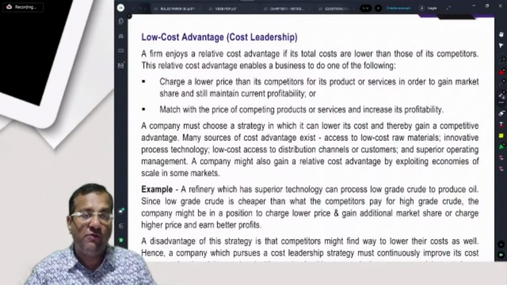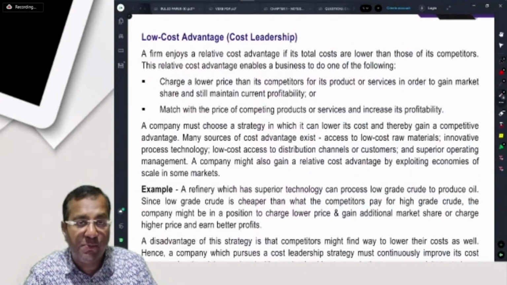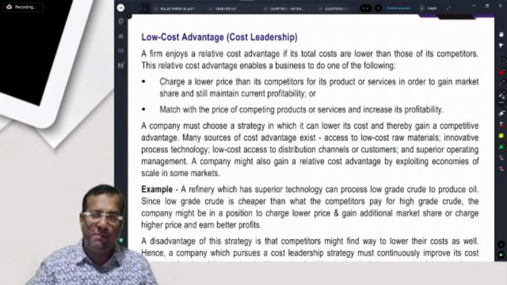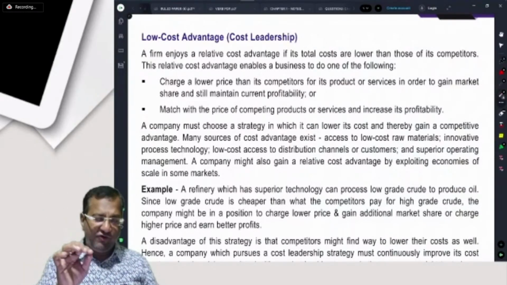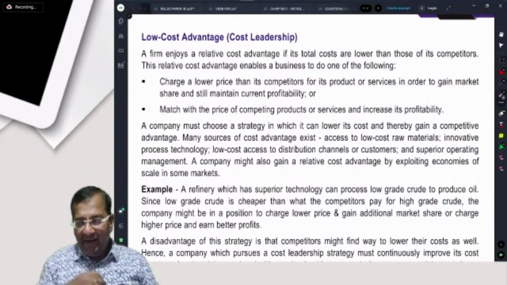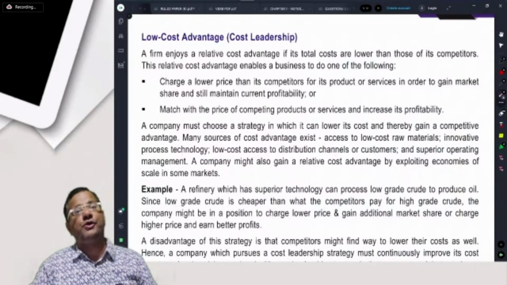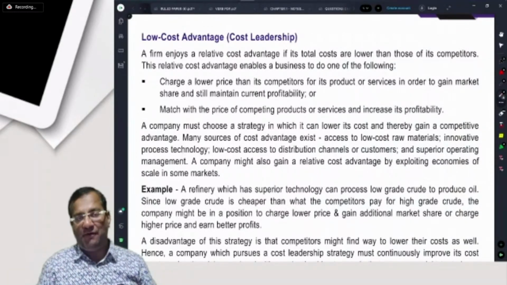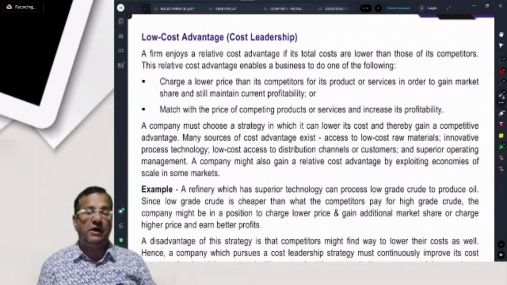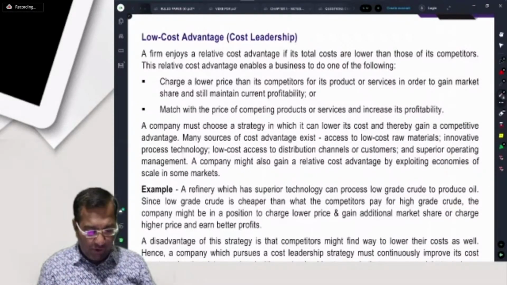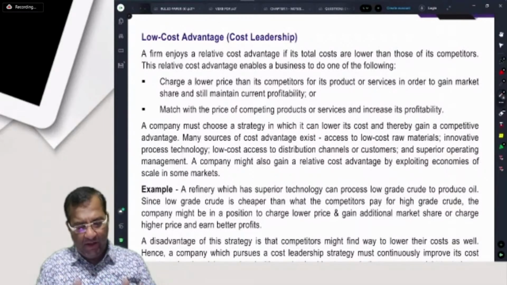In low cost advantage, I am not saying that the quality should be inferior. The same quality product as compared to the competitor. The competitor has only one disadvantage: if the industry makes this product and service at a higher cost than what I can deliver it for, then I am having a cost leadership advantage. Can you give me one or two companies, undisputed companies, which are enjoying the low cost advantage?